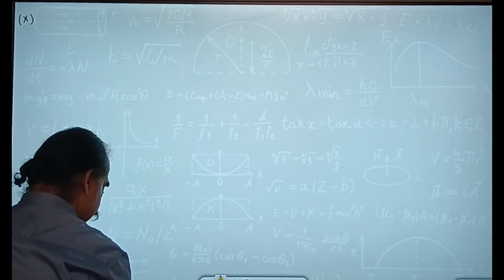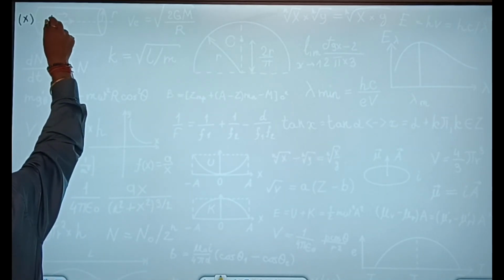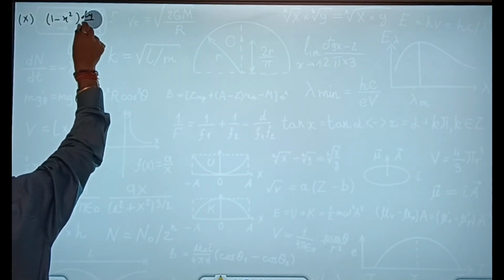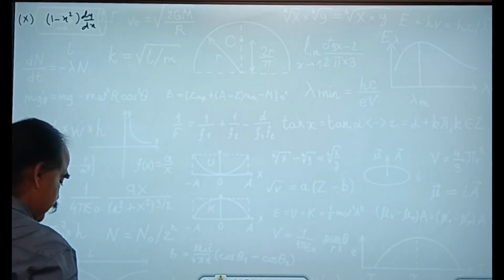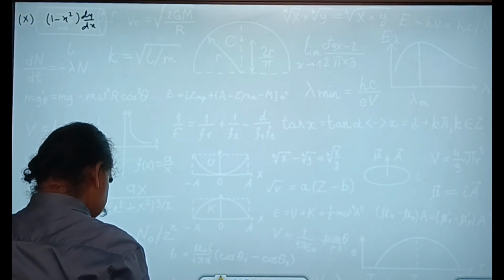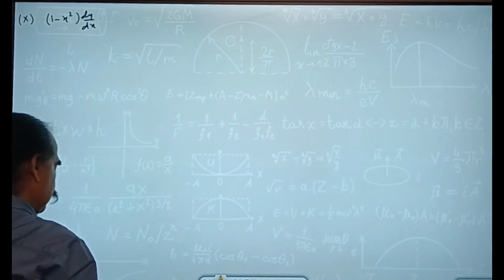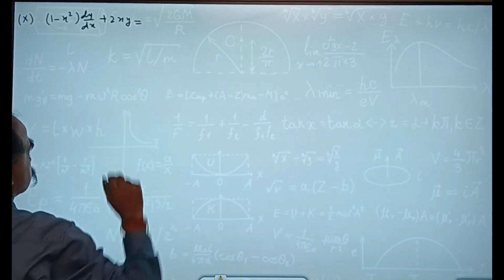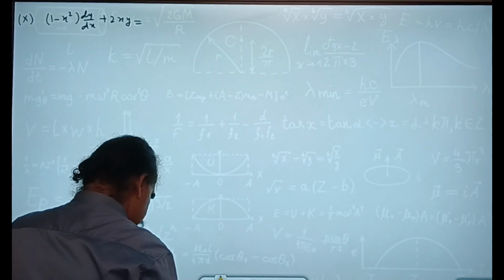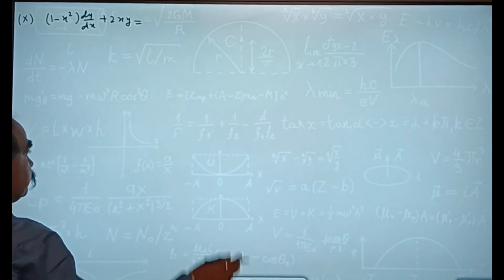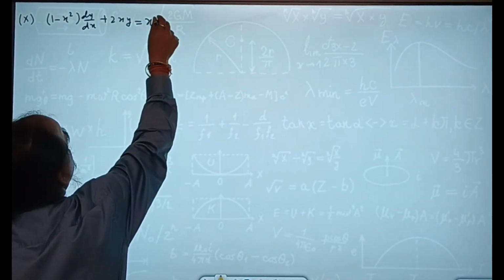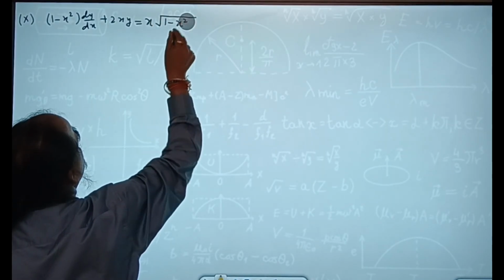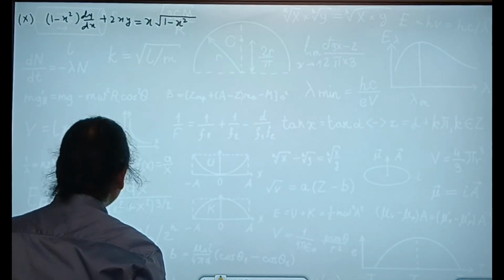(1 minus x square) dy by dx plus 2xy is equal to x into (1 minus x square) raised to half, root 1 minus x square.